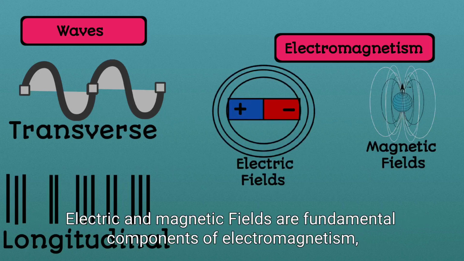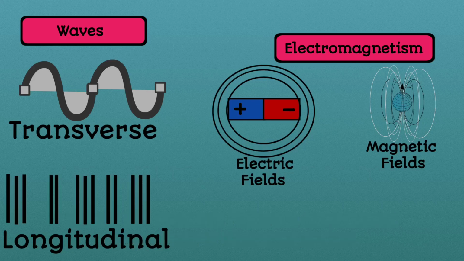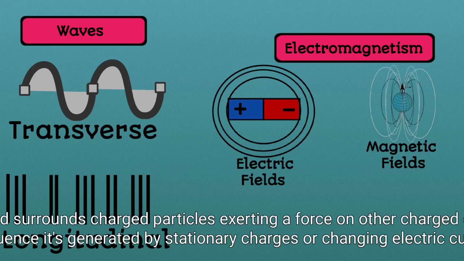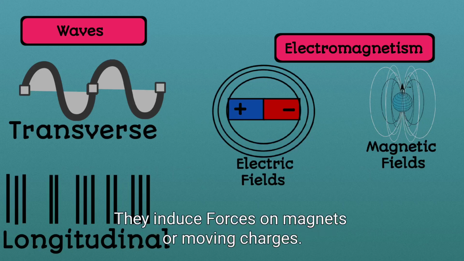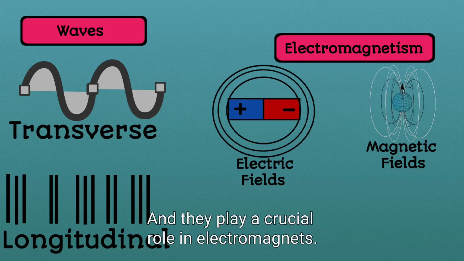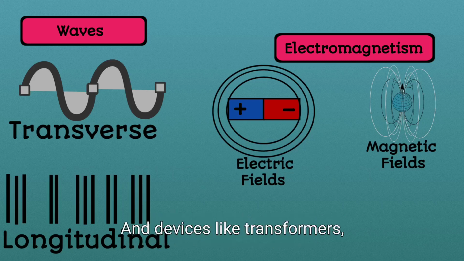Electric and magnetic fields are fundamental components of electromagnetism, a branch of physics. An electric field surrounds charged particles, exerting a force on other charged objects within its influence. It's generated by stationary charges or changing electric currents. Magnetic fields, on the other hand, arise from moving charges. They induce forces on magnets or moving charges, and they play a crucial role in electromagnets and devices like transformers.